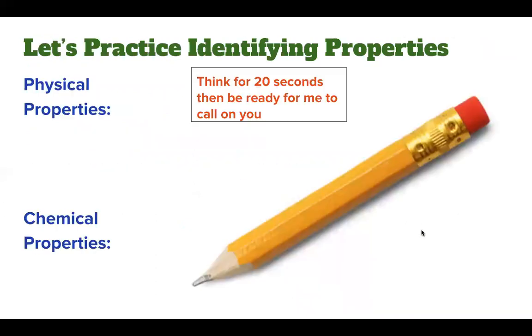So let's practice identifying some of these properties. Our physical and chemical properties are determined based on what chemicals make up this thing. So think for about 20 seconds and see if you can come up with any physical or chemical properties of this pencil on the screen. Pause the video now in order to make those predictions.